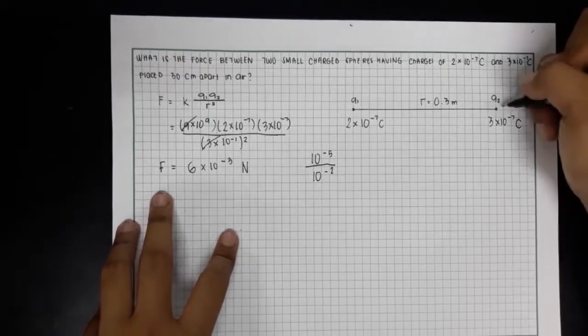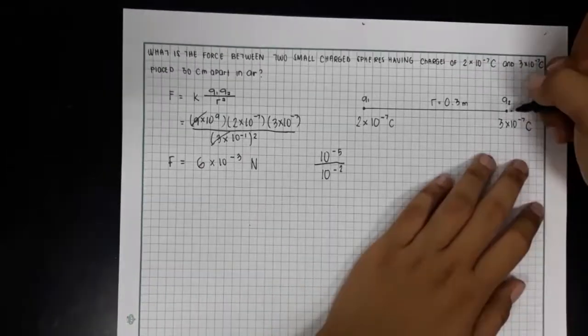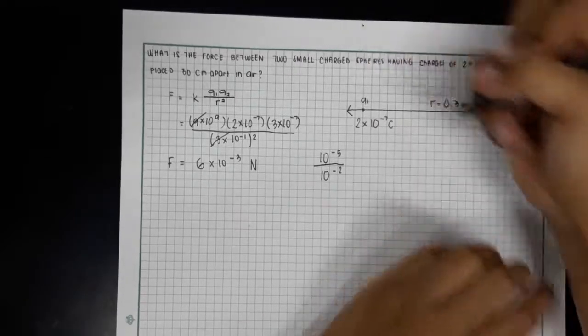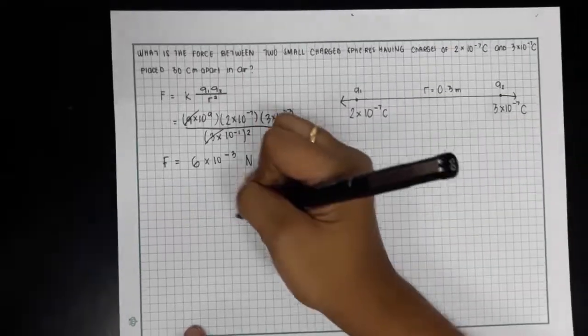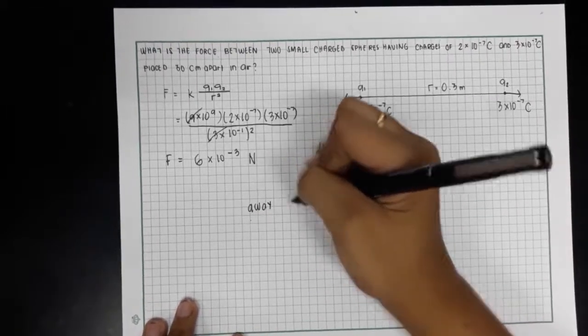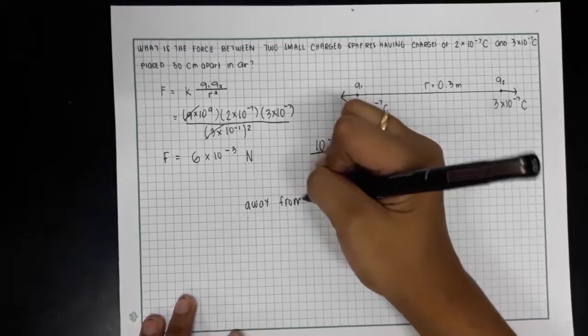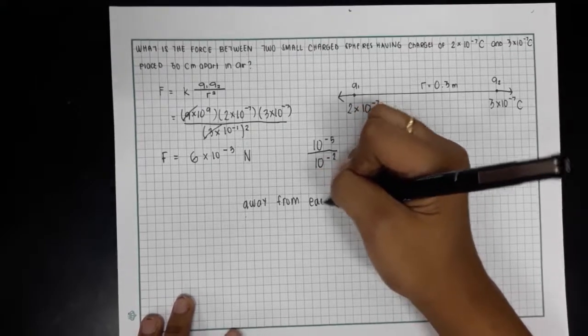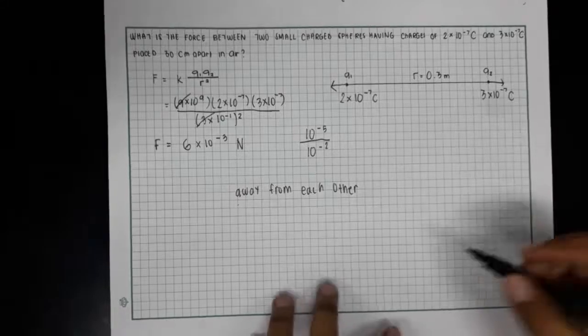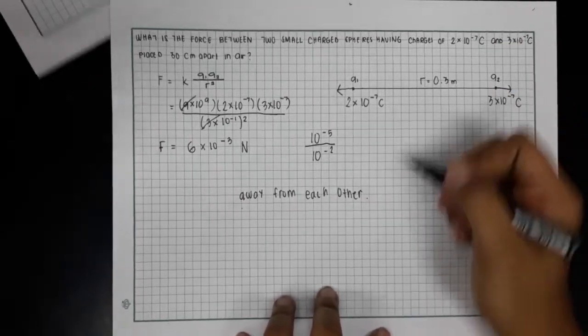So it means the two objects are repulsive. The direction of this is away from each other. They are not attractive. They are repulsive.